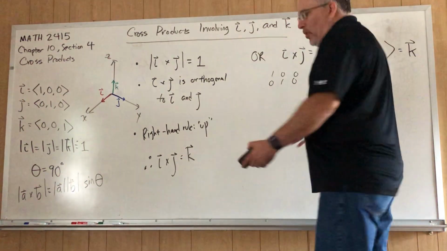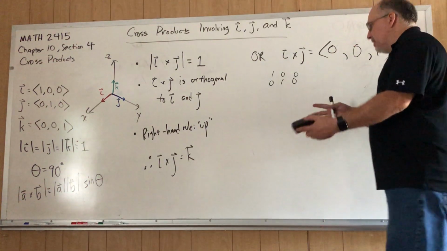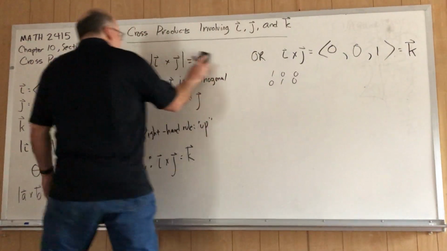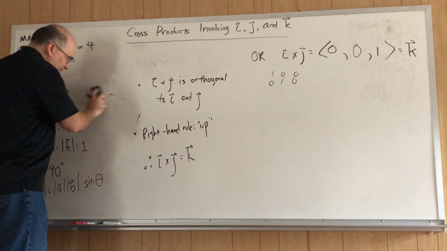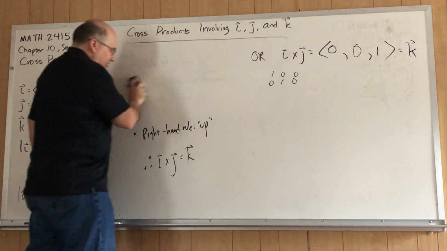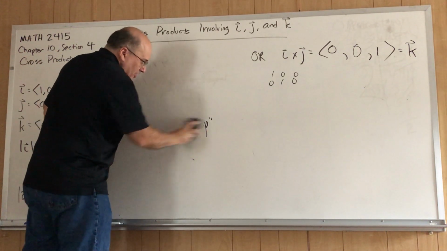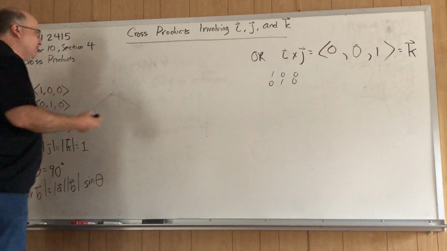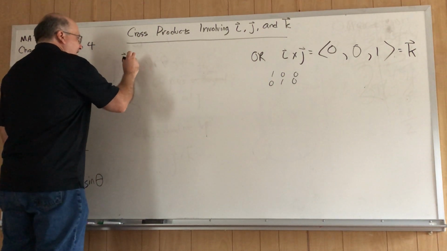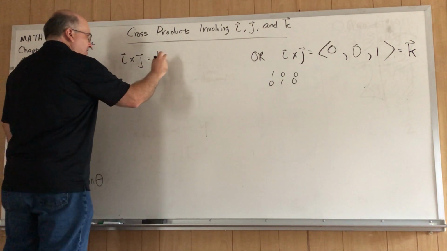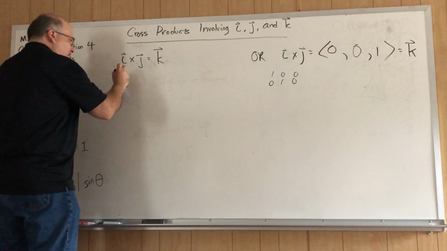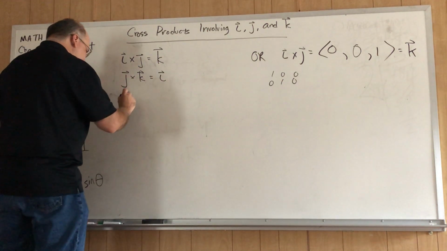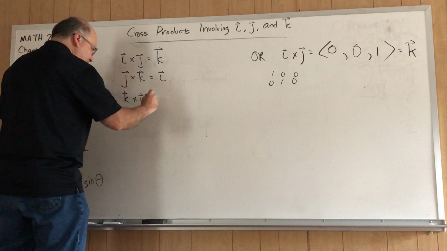So this is neat and all, but what do you need to know? Well, it's nice to know how to come up with the cross product, either using calculations or using analysis. But what I really want you to know, and I'll be honest, this is more for physics and engineering classes than for this class in particular, but it's nice to just know the results of cross products involving i, j, and k. So here they are. i cross j is equal to k. j cross k is equal to i. And k cross i is equal to j.